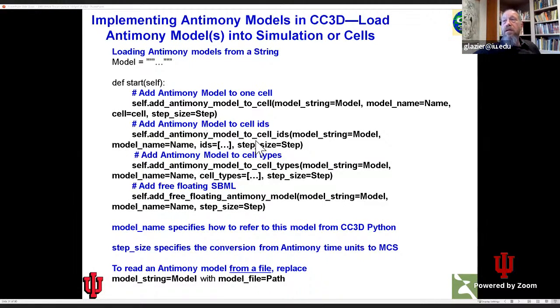We can load into cells by cell ID rather than by cell handle. Sometimes that's convenient. We can have a list of cell IDs, load into cell number 1, 17, 37, 98. We can load it into all cells of a given type. Or we can load it as a background model that runs free floating in the simulation.